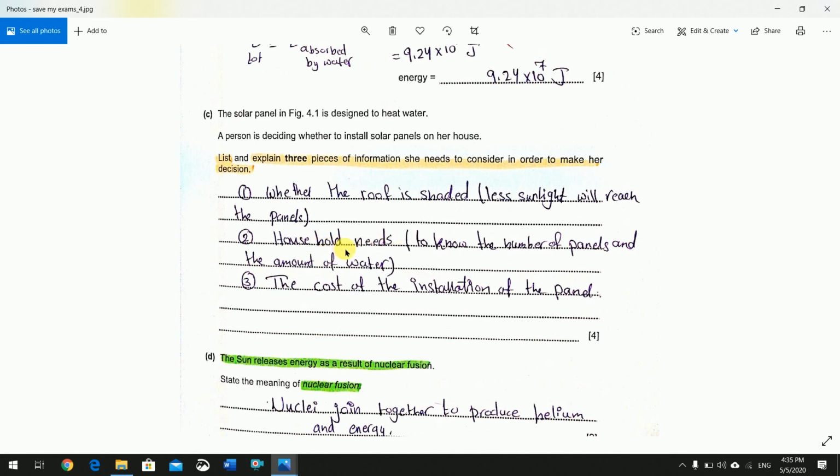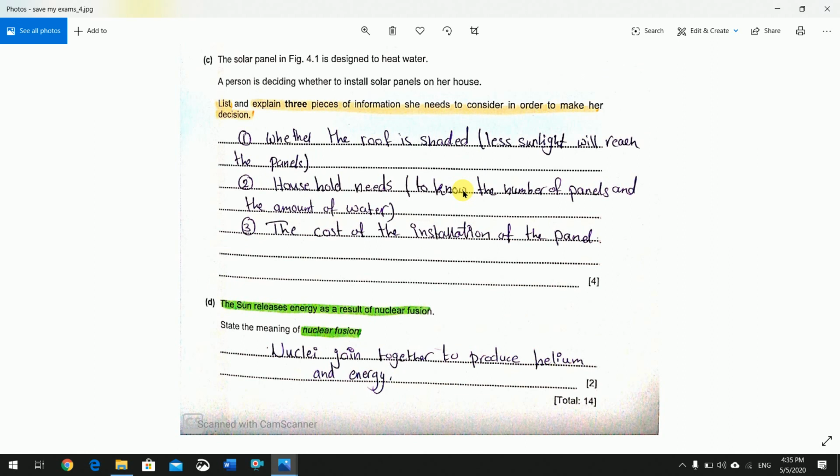And you have to consider your household needs. How much water do you need, in order to know the number of panels and the amount of water that you will need. And of course, you have to take into consideration the cost of the installation of the panel. Now, as for the final question, the sun releases energy as a result of nuclear fusion. What is the meaning of nuclear fusion? It's basically when nuclei join together to produce helium and energy, and it happens in the sun.